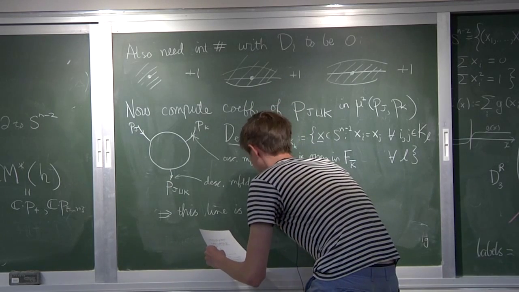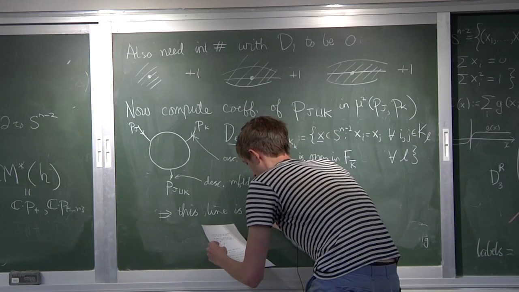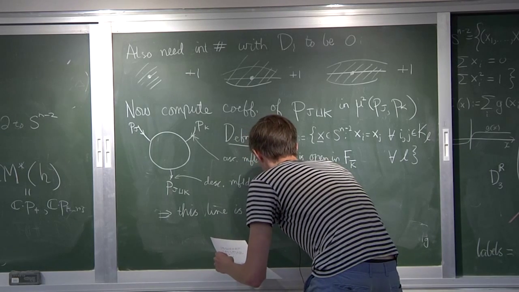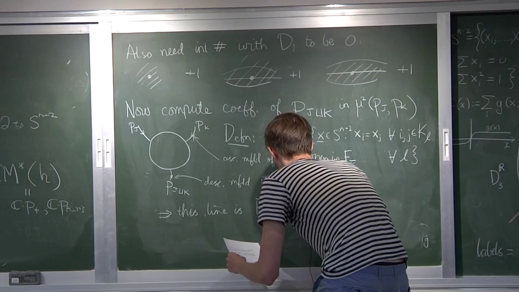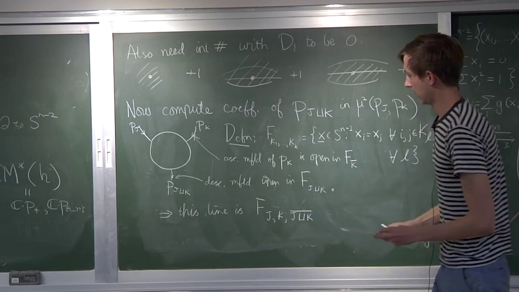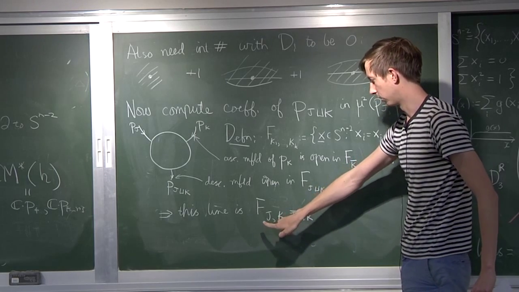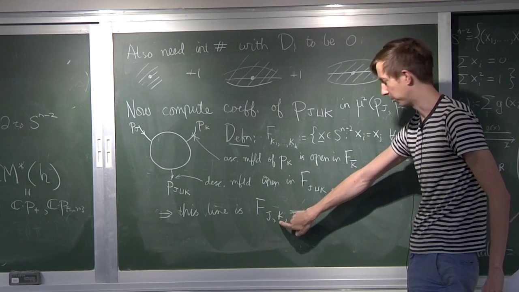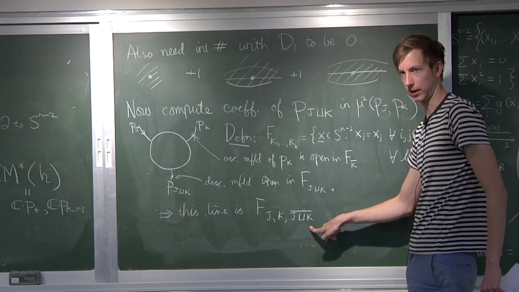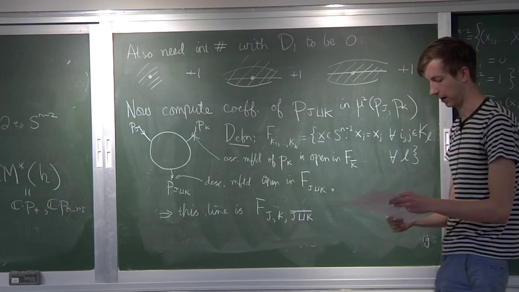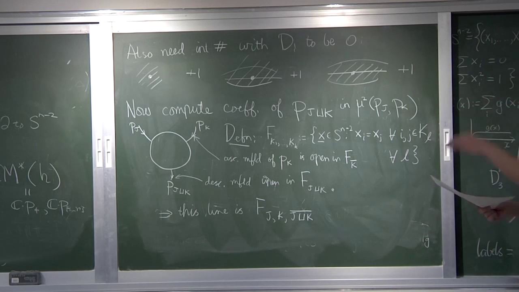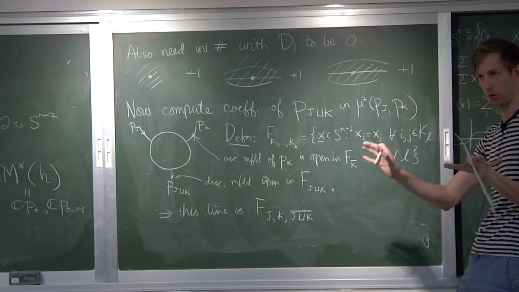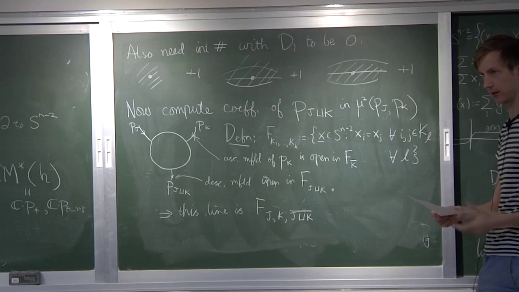And the line turns out to be the line where all coordinates in J are equal, all coordinates in K are equal, and all coordinates in the complement of J union K are equal. So we're partitioning the coordinates into three sets, and within each set they're all equal. So this gives a line.